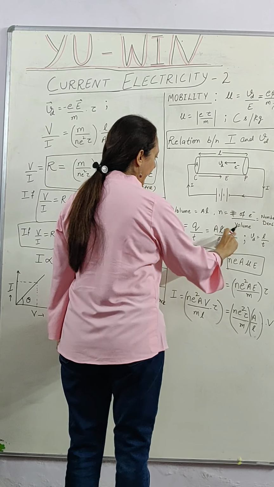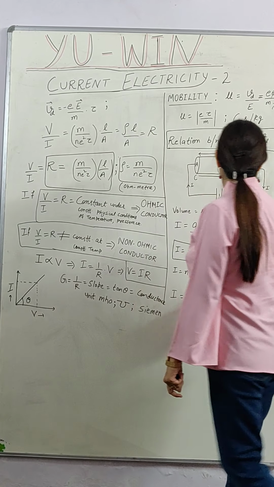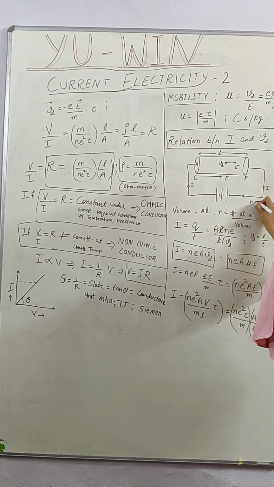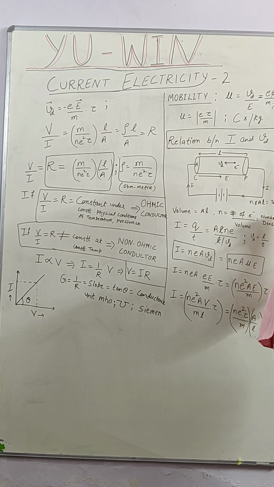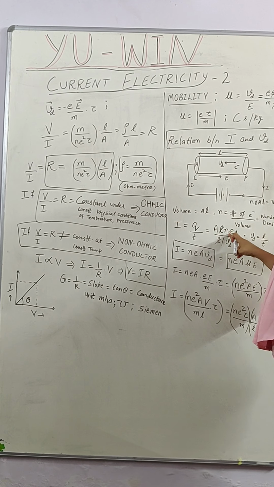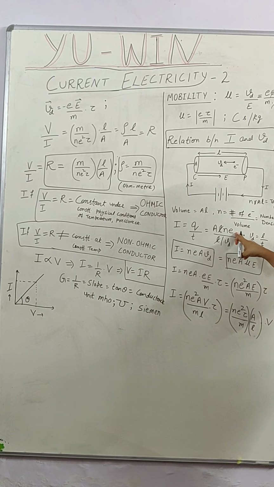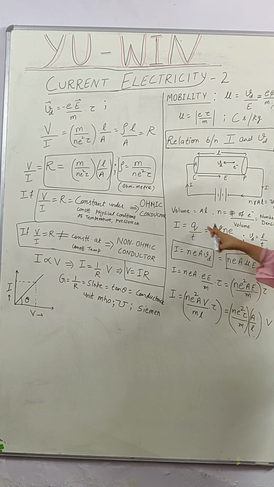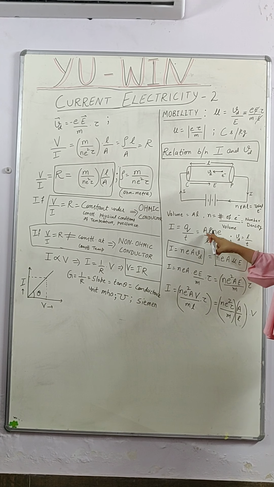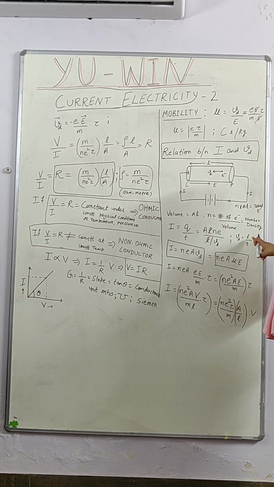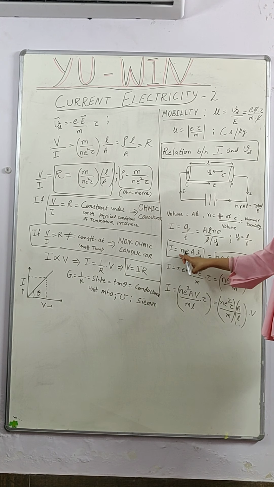See, n is the number of electrons per unit volume, A is the area of cross section and L is the length. So total electrons will be nAL and the total charge will be nALe because e is the charge on one electron. So current comes out to be ALne by L by Vd because the time will be L by Vd. So it comes out to be neAVd.